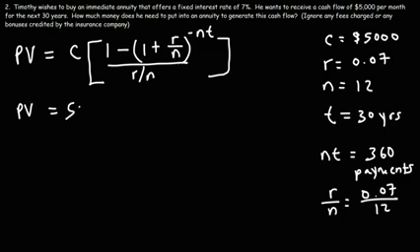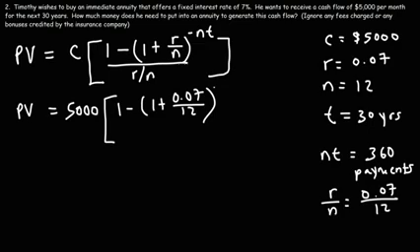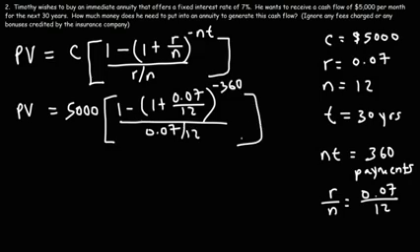So the cash flow is $5,000, and that's going to be 1 plus R, which is 0.07, divided by N, and then raised to the negative 12 times 30, or negative 360. There's going to be 360 payments in total, and then we're going to divide this by 0.07 divided by 12. So let's take this one step at a time, just to be on the safe side. So first, let's take 0.07 divided by 12, and then let's add 1 to that. And then let's raise it to the negative 360.